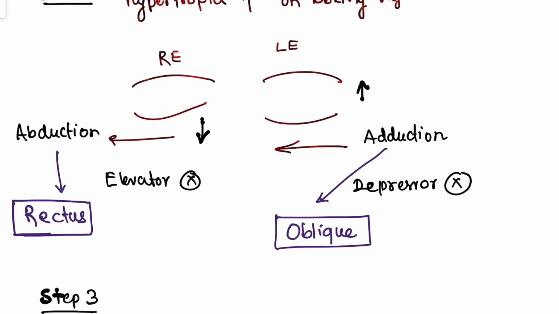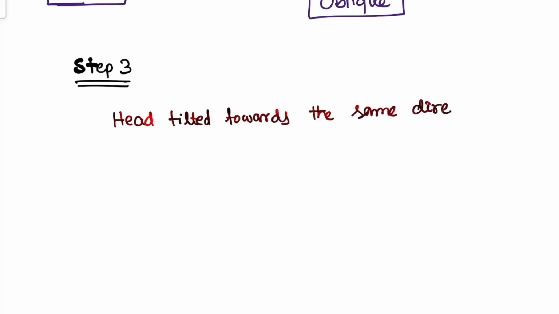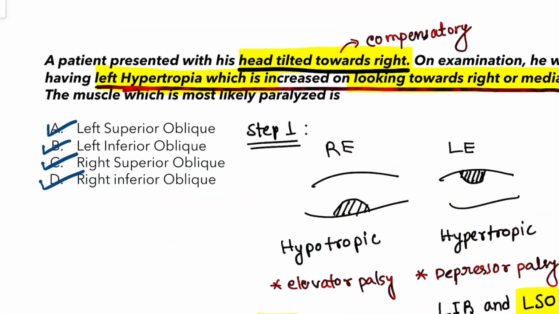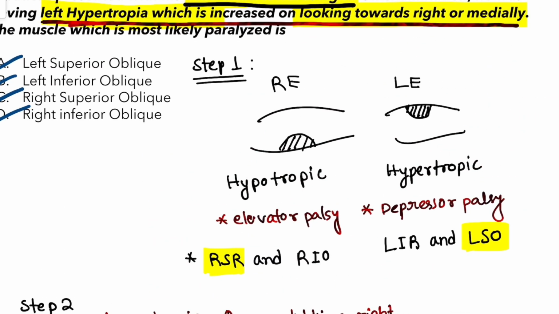So the rule for step 3 is: head tilted towards the same direction as the paralyzed muscle's action. That is, head tilted towards right.